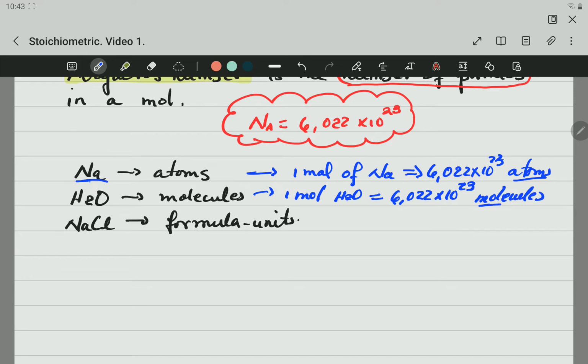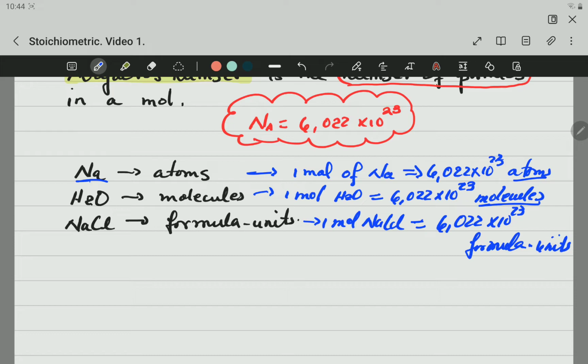And then 1 mole of NaCl will be equal to 6.022 times 10 to the 23 formula units. Okay, so that is very, very important. 1 mole of any substance will have this number of particles of that specific substance. This is the first part of the video we're making now.